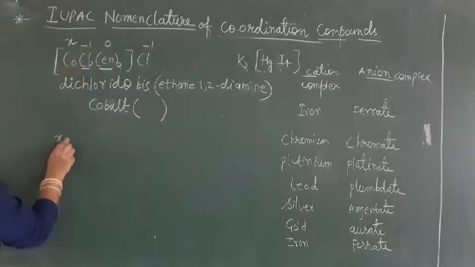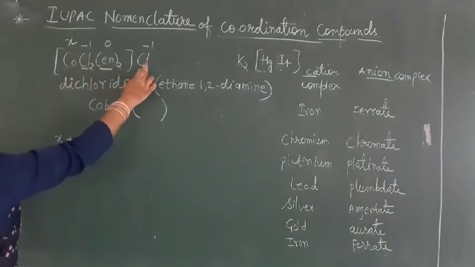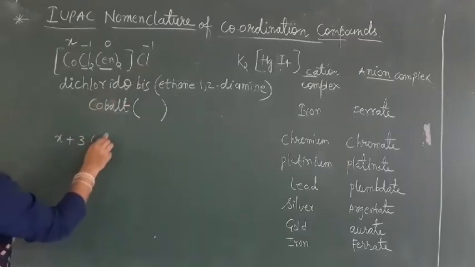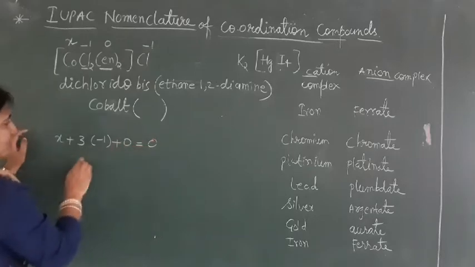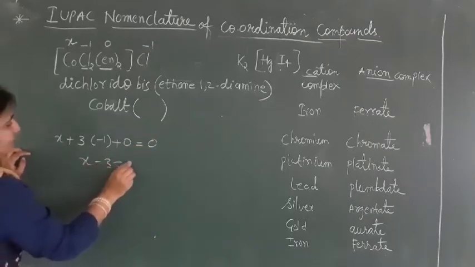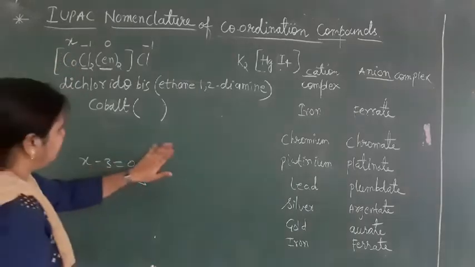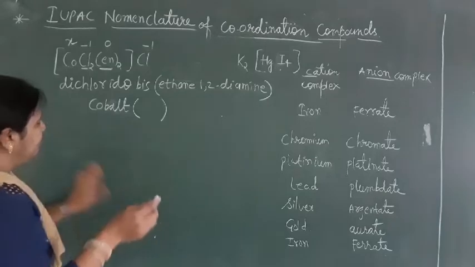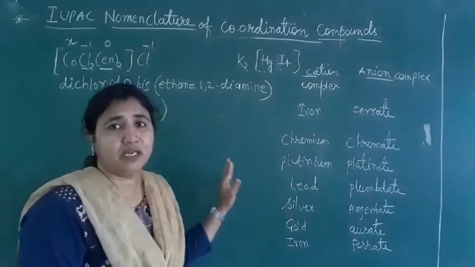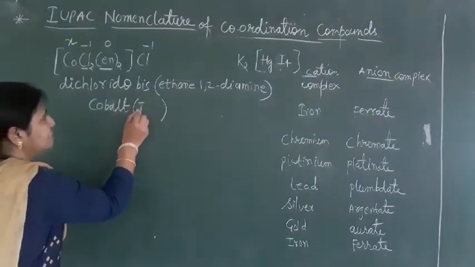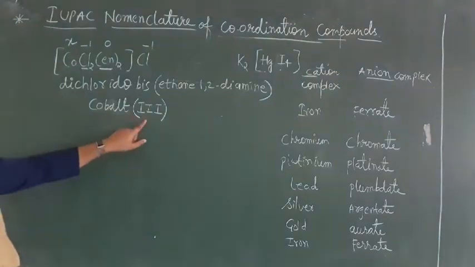So this is X plus Cl -1. How many chlorines are there? 2 here and 1 here, so totally 3 chlorines with -1 charge, plus 0. This 0 is equal to 0 only. So X minus 3 is equal to 0, so X is equal to plus 3. So what charge do we get here? Plus 3. In this parenthesis you have to write the oxidation state in Roman numerals: I, II and III. Like this you have to write it here.